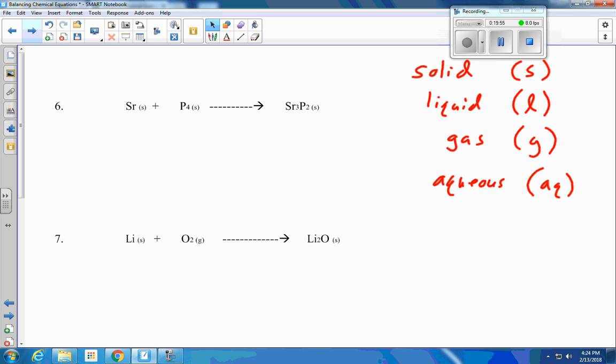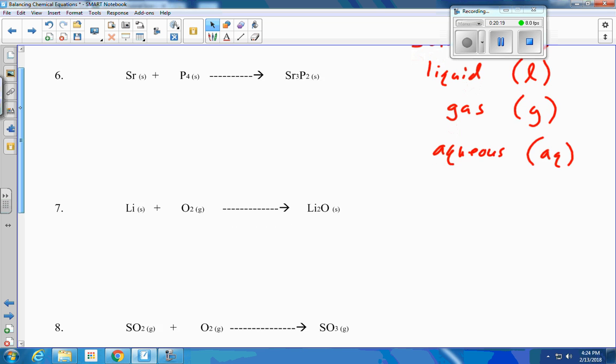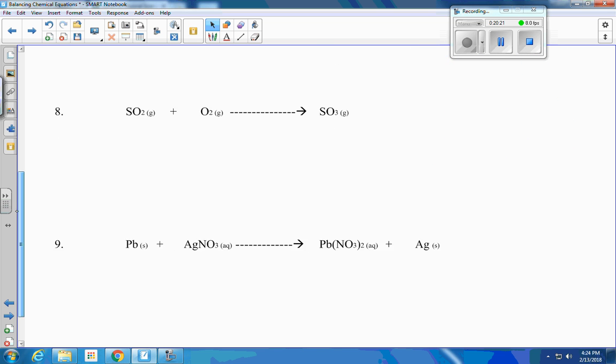Just a footnote. On the back page of the first worksheet, you're going to see a subscript in parentheses. You're going to see an S. The S stands for solid, L will be for liquid, G for gas, and AQ will be for aqueous. This has nothing to do with balancing the equation. This just identifies the state of matter that particular chemical is in. So I want you to complete 6 through 10.